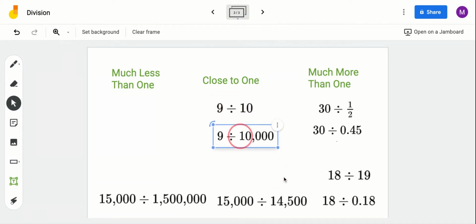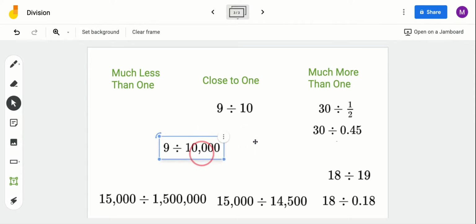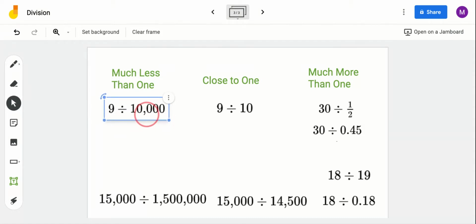9 divided by 10,000. Okay, 10,000. I can't get any 10,000s out of 9. I would just get a tiny, tiny little sliver of 10,000s out of 9. So this answer is going to be much less than 1. I'm taking a small number. I'm trying to divide it by a huge number. My quotient is going to be pretty small.